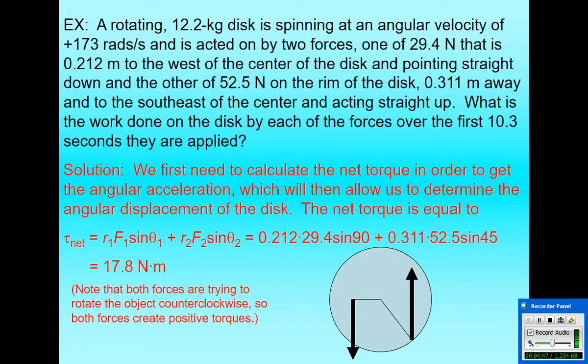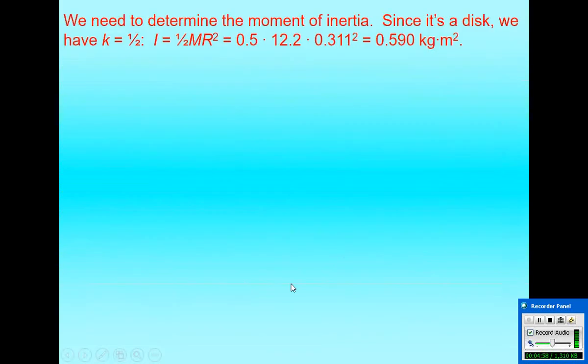Now that we know the net torque, we can start finding some other quantities. Keep in mind, this is a 12.2 kilogram solid disk. That tells us information that allows us to calculate the moment of inertia.